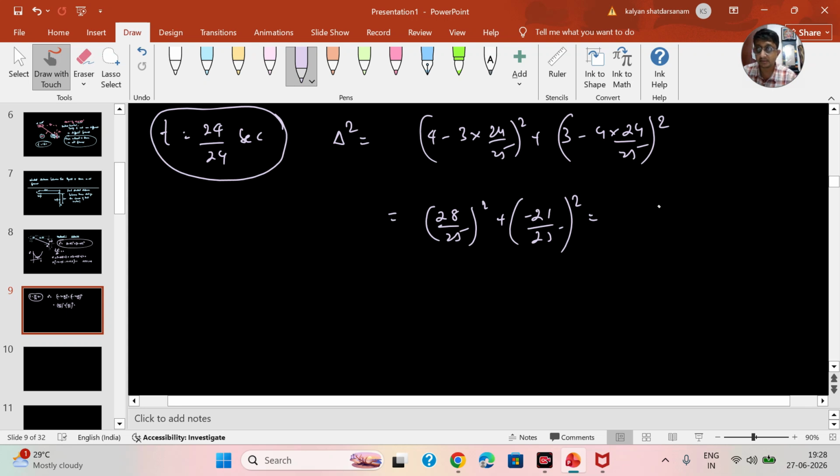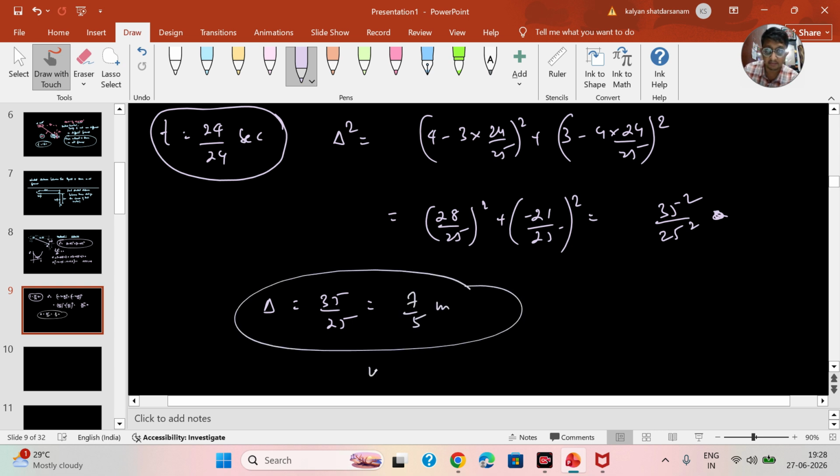28 square plus 21 square is 35 square. You can check it, by 25 square. So which implies delta will be 35 by 25, 7 by 5 meters. That is the minimum separation between them. That will be like 1.4 meters.